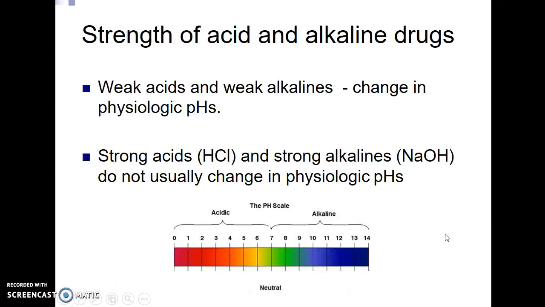So the strength of a particular drug, whether it is a strong acid or a strong alkaline drug, also has an influence on whether that drug will change forms. When we have a very strong acid or a very strong alkaline drug, they do not tend to be as affected by the pHs that we have in the body, the physiologic pHs. So we're typically dealing with weak acids and weak alkalines when we're administering drugs, and they will change their form when they're administered orally or depending on where they end up in the body.